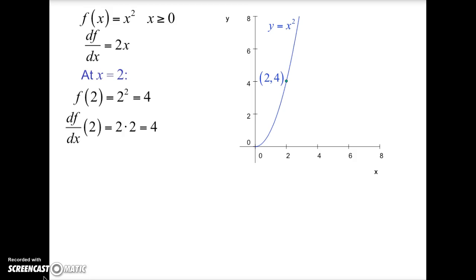Notice that it's just a coincidence that the y coordinate of the point and the slope happen to be the same, but they are. And here I could draw in the tangent line. It would have a slope of 4 here.